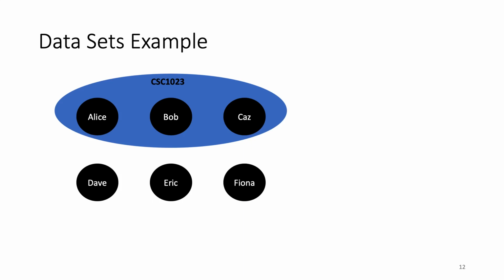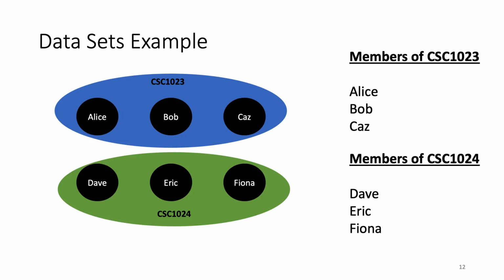We would happily have a set, CSC1023, that these students belong to. We have another set, 1024. These students belong to it. But critically, because there's no relationship, there's no hierarchy, it allows us to link someone to more than one set. So we can have nodes and items which are members of no sets, 1 set, 2 sets, 10 sets, however many you want in order to work the relationship between them.